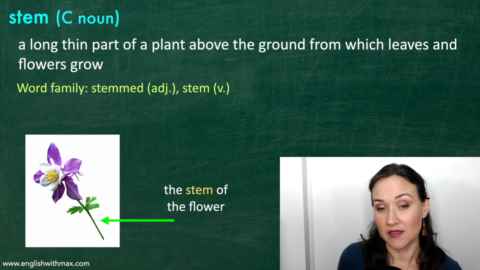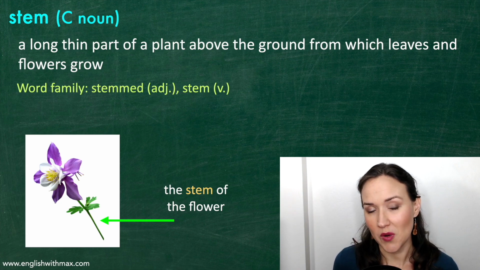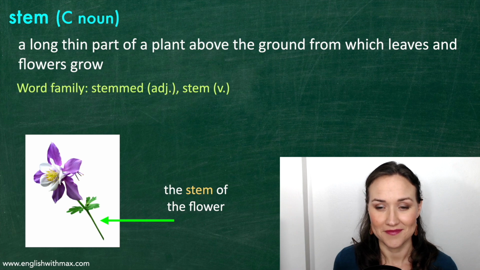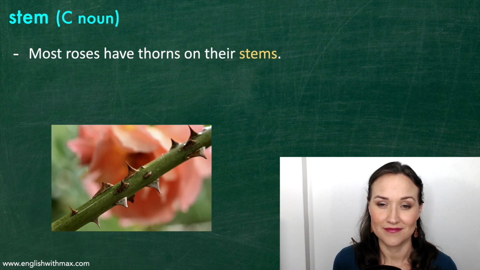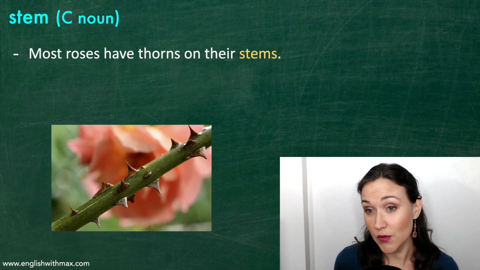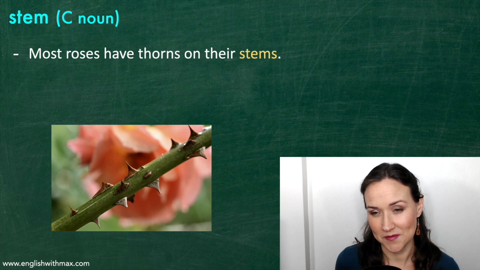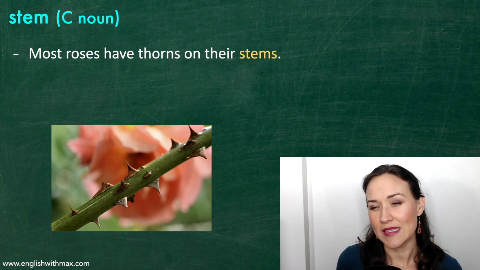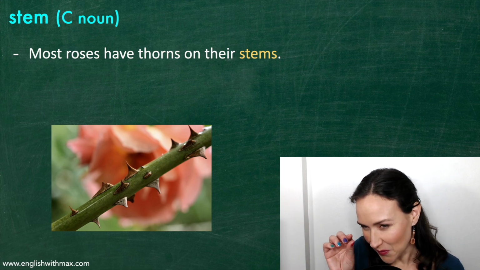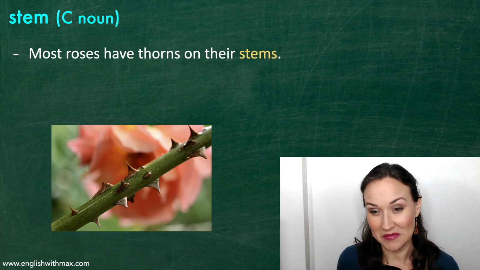The arrow is pointing to the stem of the flower. Most roses have thorns on their stems. Thorns are the small, sharp things you can see in the picture.